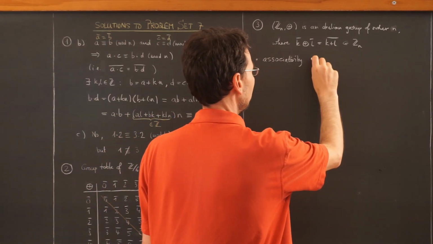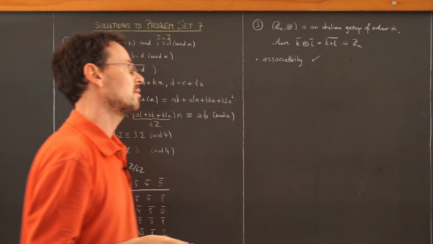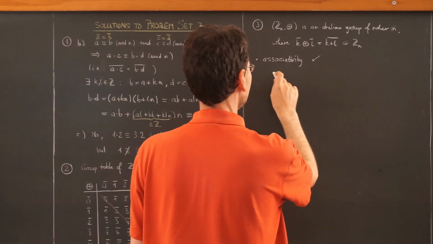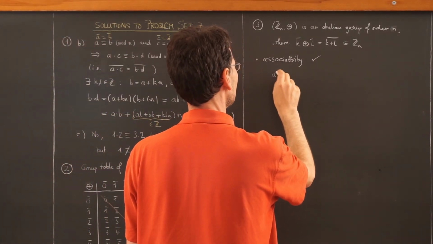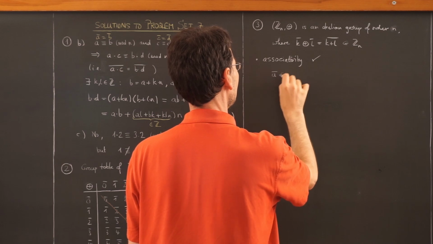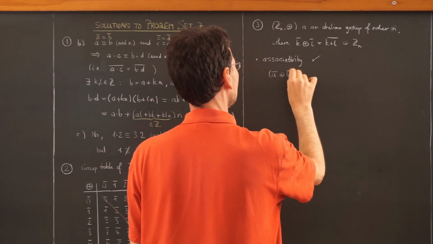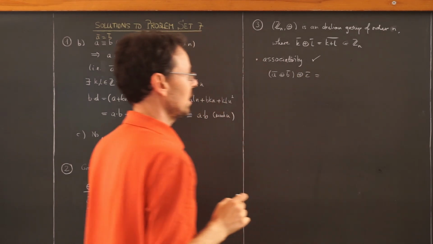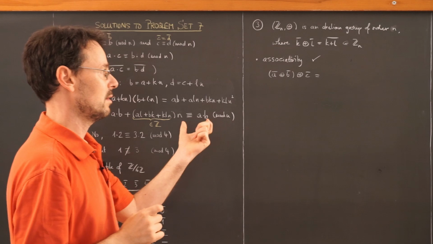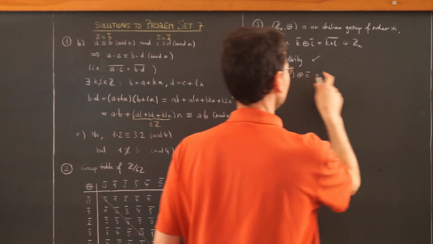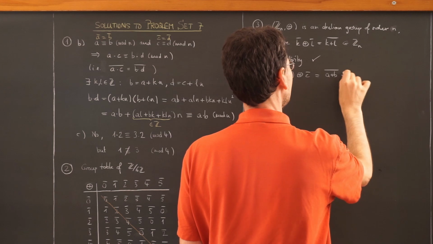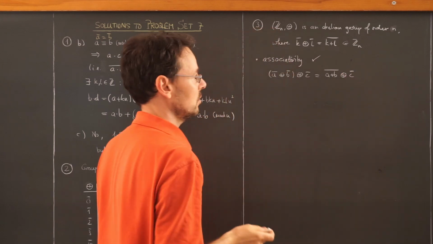Now, if we're lazy, we say associativity is clear because adding in the integers is associative, but maybe we write down for once what we have to show. We would have to show that a plus b plus c is the same as if I move the parentheses. So whatever, let's do this. We have a plus b bar plus c by definition.